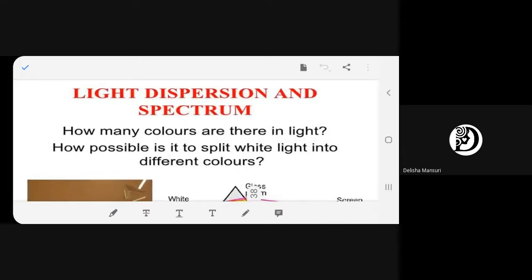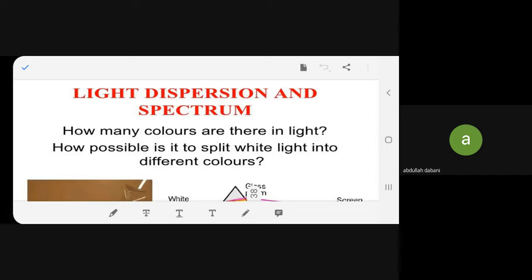Light dispersion and spectrum. Please read. Light dispersion and spectrum. How many colors are there in light? How is it possible to split white light into different colors? How many colors are there in light?